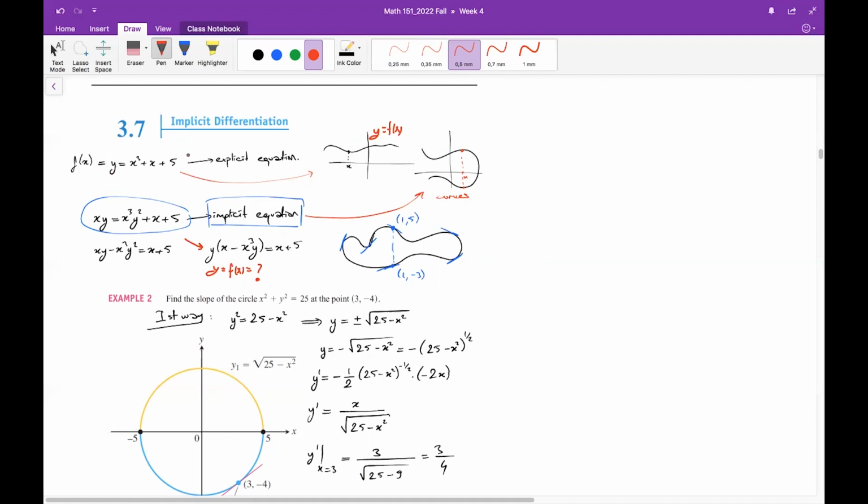If you have an explicit equation, you can easily compute the first derivative of your function by using the differentiation rules. For an implicit equation, even if you don't have an explicit formula for y depending only on x, you can still compute the first derivative of the function. For implicit equations, you can still find the derivative of y with respect to x. This is still possible. How to compute it? By using implicit differentiation.